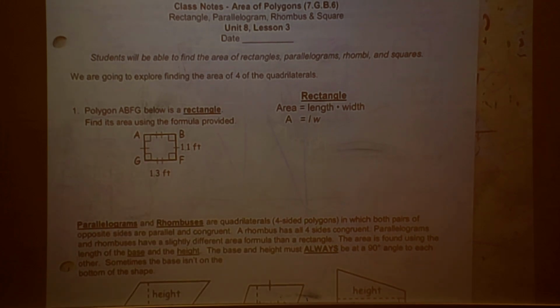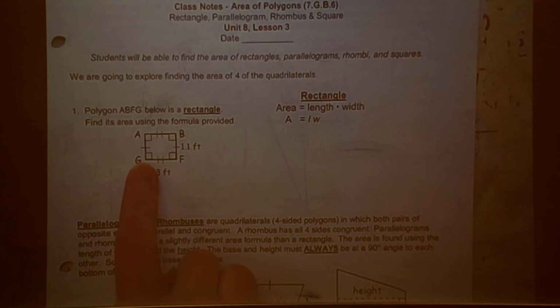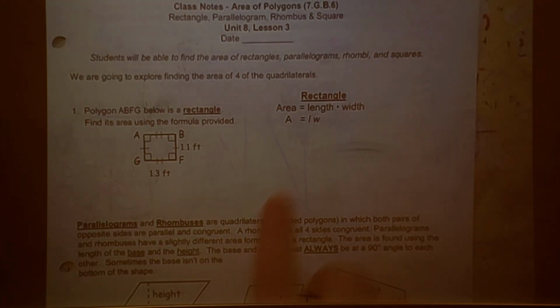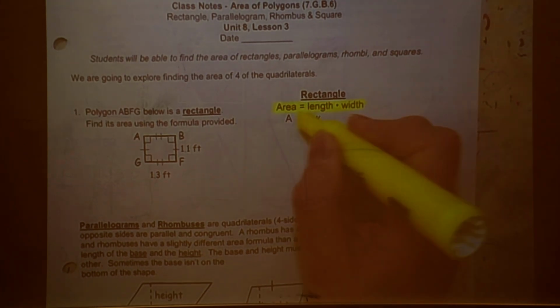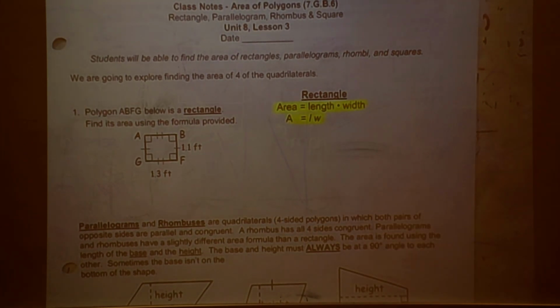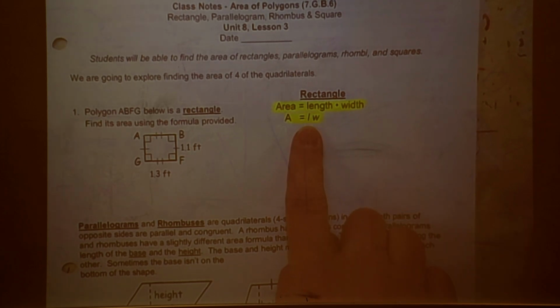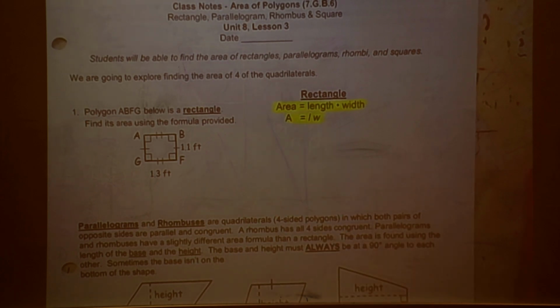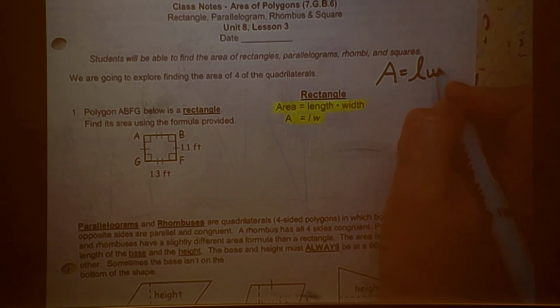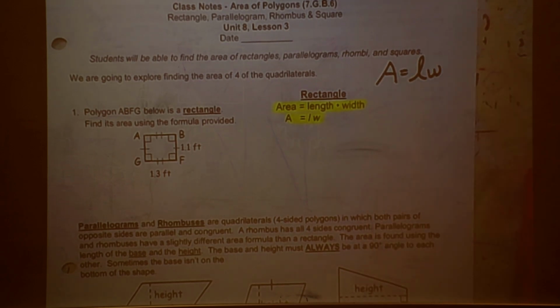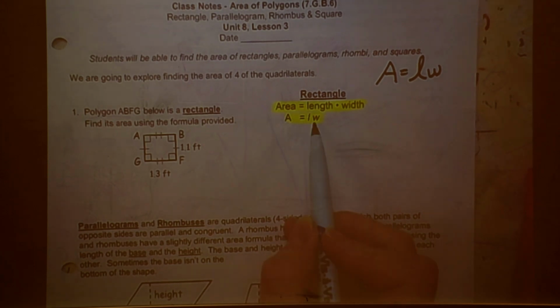Polygon ABFG, if we name it as we go around the shape. If we want to find the area, we need to use the formula for area of a rectangle. Area of a rectangle is length times width. Now when I type the L for length, I can do italics, which makes it slanted, but when you're writing it, you should write length as a cursive lowercase l so that it does not look like a 1. So area equals length times width.